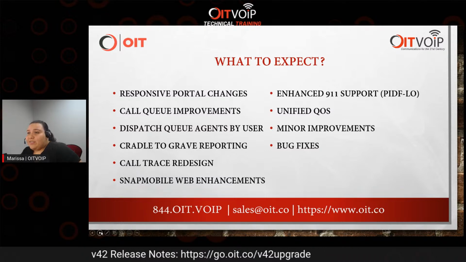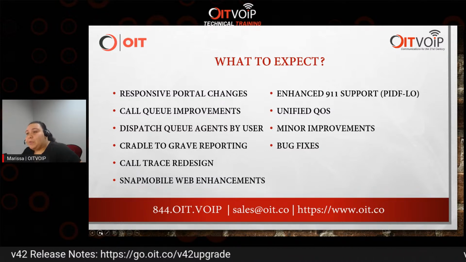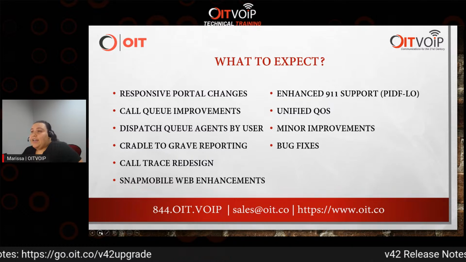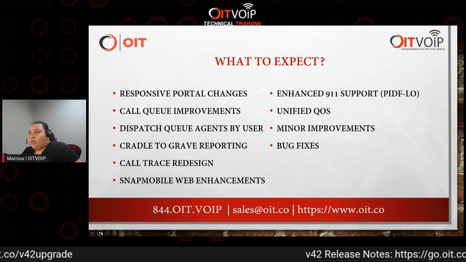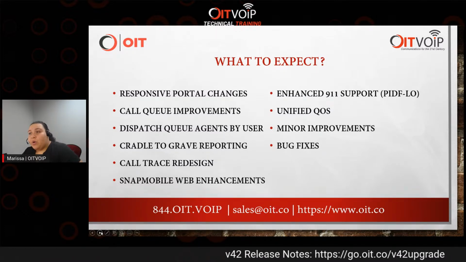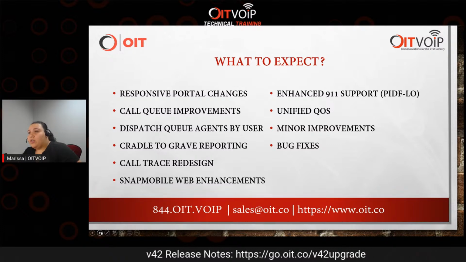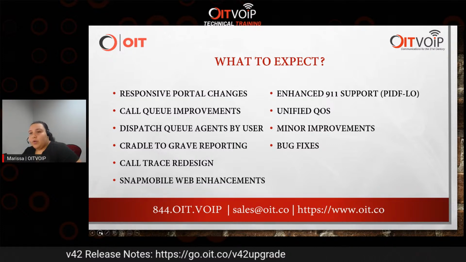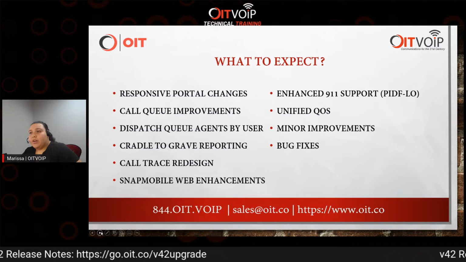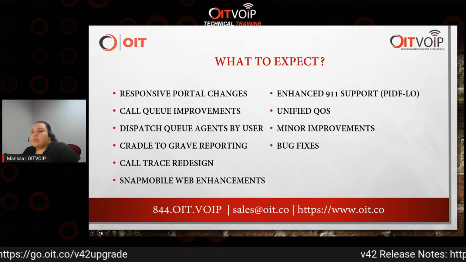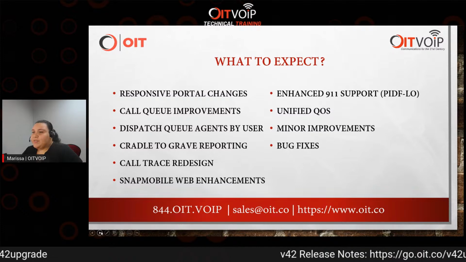One of everyone's favorites, the ability to dispatch queue agents by user, not just per device. Cradle to grave reporting, call trace redesign, SNAPMobile Web Enhancements, enhanced 911 support, which we'll go over a bit as well. Unified QoS, the ability to view QoS scores from the manager portal, regardless of the core that you are assigned to. And then, of course, some minor improvements and bug fixes.